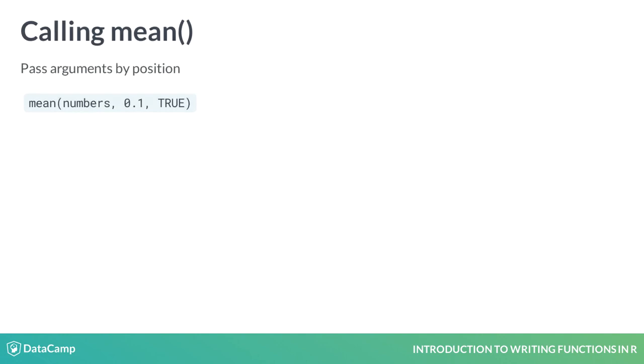When you call mean or any other function, there are several ways you can pass arguments to it. Firstly, you can pass arguments by position. Here, R knows that numbers is the X argument, 0.1 is the trim argument, and true is the na.rm argument. One problem is that it can be hard to remember what each variable is.